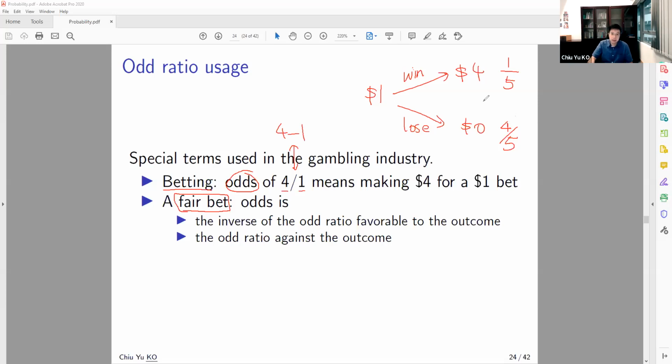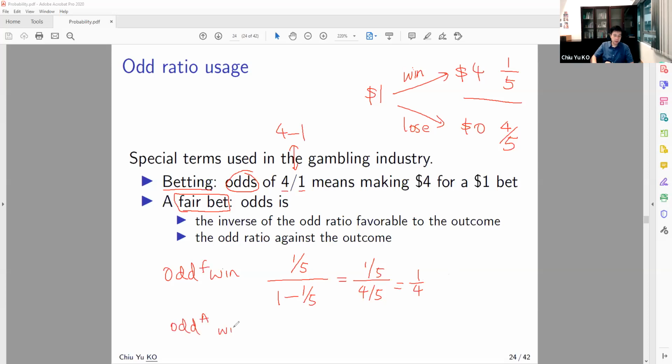And you look at the odds ratio of winning. The odds of winning will be equal to 1 over 5 over 1 minus 1 over 5, which will be equal to 1 over 5 over 4 over 5, which is 1 over 4. And the inverse, the odds against the outcome, will be 4 to 1, right? And that is the odds, okay? And that means that the odds against the outcome will be the odds for a fair bet.